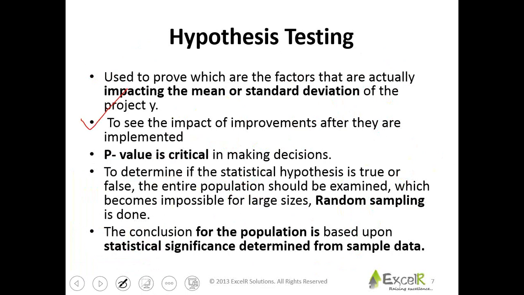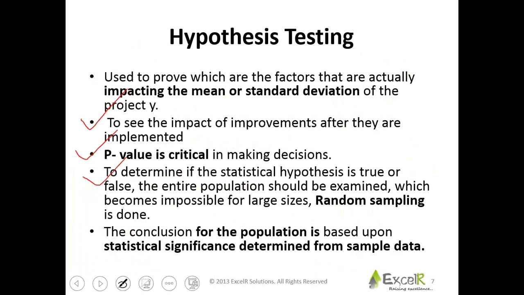Next thing is we want to see the impact of improvements after they are implemented. After an improvement is implemented, we want to see what is the impact of that improvement. Third thing is we are looking into the p-value. P-value is critical in making any decisions. So to determine if the statistical hypothesis is true or false, the entire population should be examined. And we know that it is going to become cumbersome, very difficult to examine each and every entry.